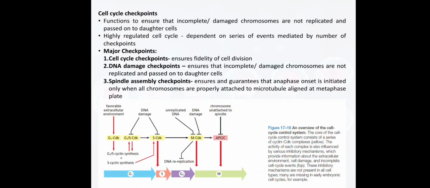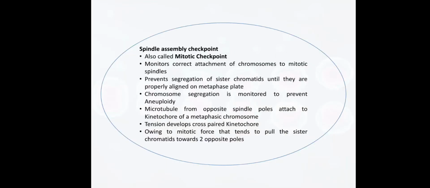We also discussed the second checkpoint, the spindle assembly checkpoint, which is also known as the mitotic checkpoint. It monitors the correct attachment of chromosomes to the mitotic spindle. It prevents segregation of sister chromatids until they are properly aligned on the metaphase plate. Chromosome segregation is monitored to prevent aneuploidy.